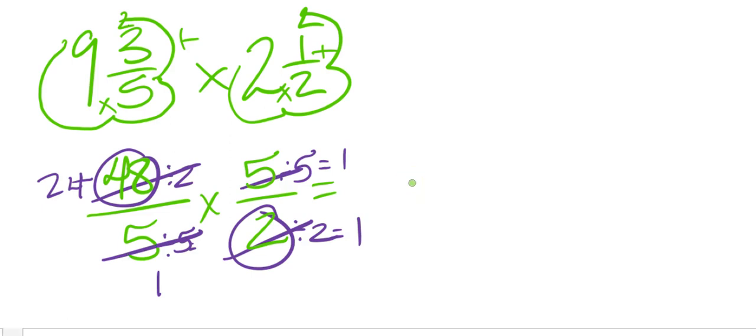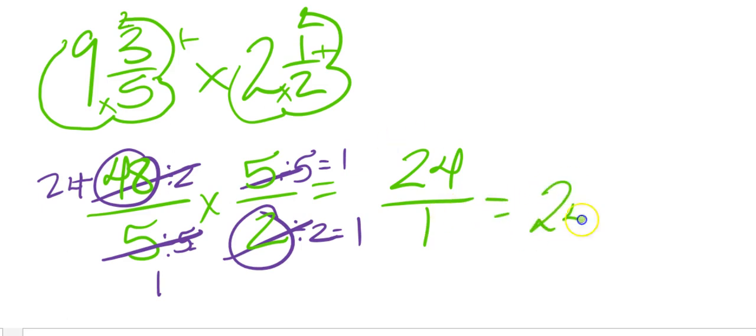So now you just do it, just like Nike says. You multiply your numerators. Now our numerators are 24 and 1, so 24 times 1 is 24. Our denominators are 1 and 1, and we get 1. So now our answer is 24. And that is how you multiply fractions and mixed numbers.